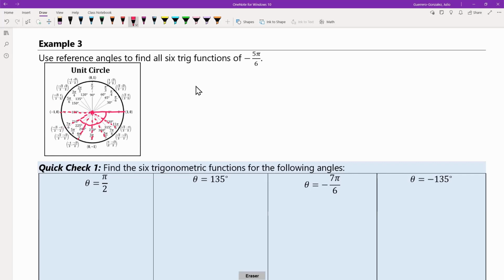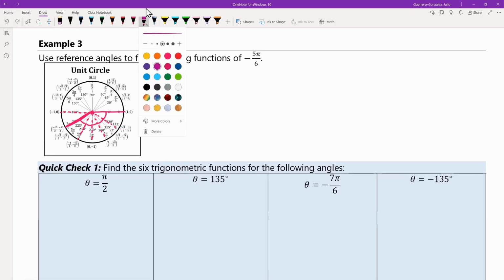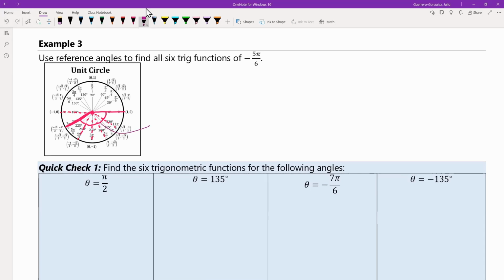Let me actually do it nicer. There we go. This is my terminal side right here. So this right here, whoa, let me do it a little thinner. There we go. This right here is negative 5 pi over 6. Okay, now look at what happened. Look at where I landed. I landed on 7 pi over 6. This is the point behind reference angles.